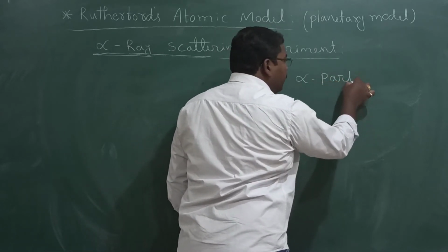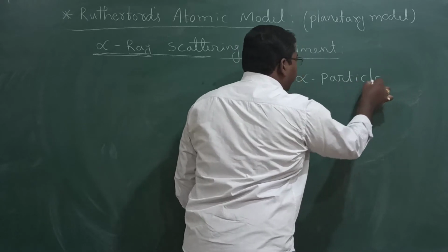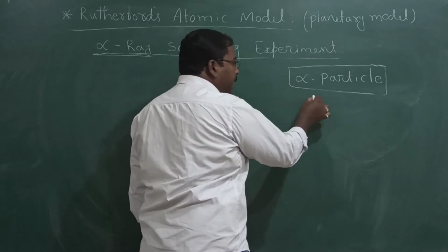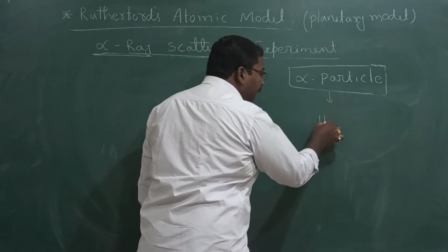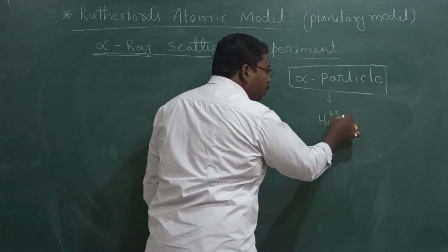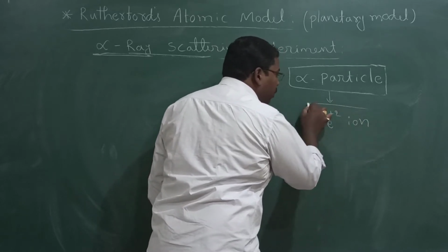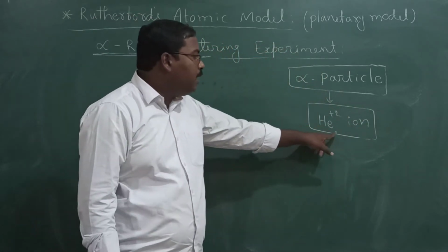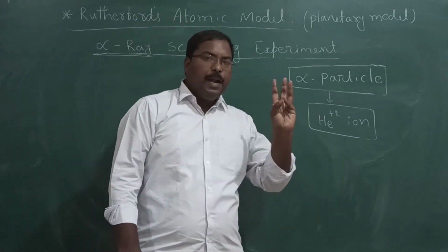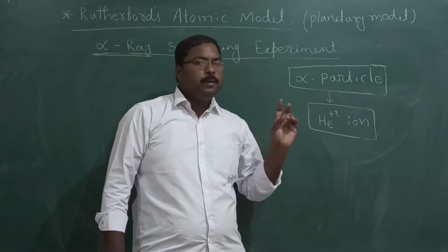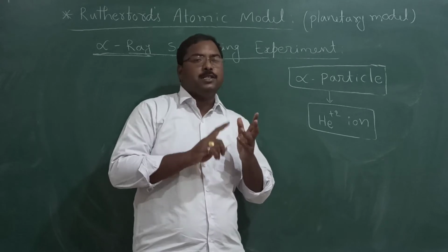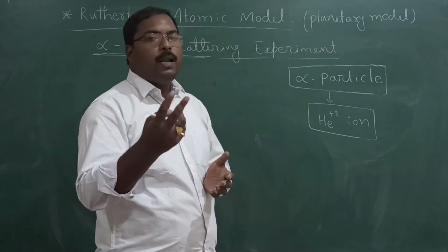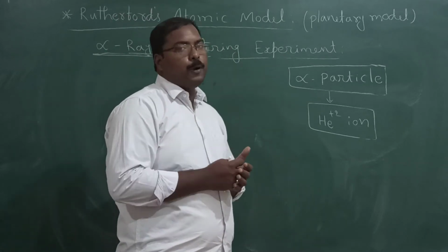As in the last class, I explained what is meant by alpha particle. Everyone remember, alpha particle is nothing but a helium plus 2 ion. Helium, we know hydrogen is the first element, helium the second element. So atomic number is 2, mass number is 4. Atomic number 2 means it will have 2 electrons and 2 protons.